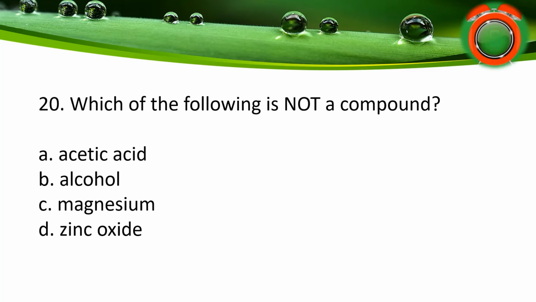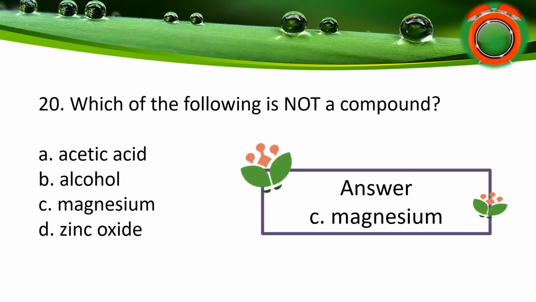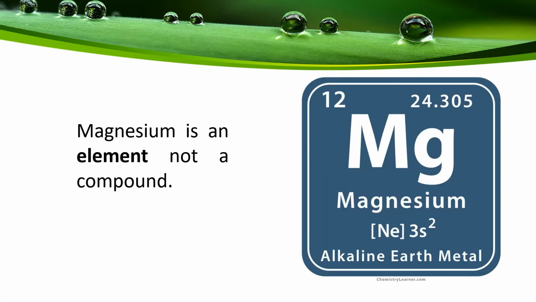Number 20 question. Which of the following is not a compound? A. Acetic acid. B. Alcohol. C. Magnesium. D. Zinc oxide. The correct answer is C. Magnesium. Sa lahat ng nandoon sa choices, magnesium lang ang element at hindi siya compound.